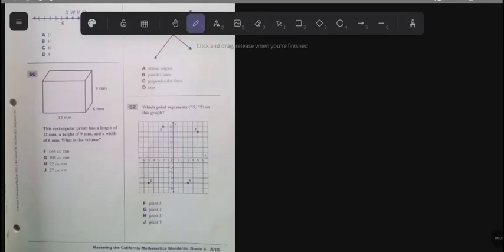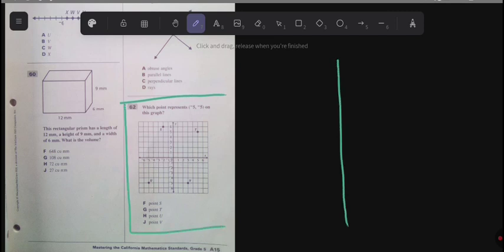Let's solve question 62. Which point represents minus 5, minus 5, that is (-5, -5), on the graph? So we are dealing with question 62.